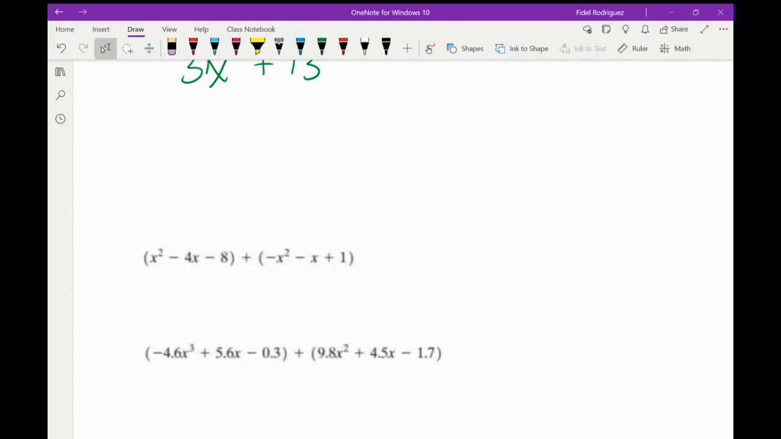And I'll do the same thing here for this next one. So a positive x squared and a negative x squared are going to cancel each other out. A minus 4x and another minus x. So if I owe you $4 and I borrow one more, now I owe you 5. And then a negative 8 and a positive 1. So if I owe you $8 and I give you 1, now I owe you 7.